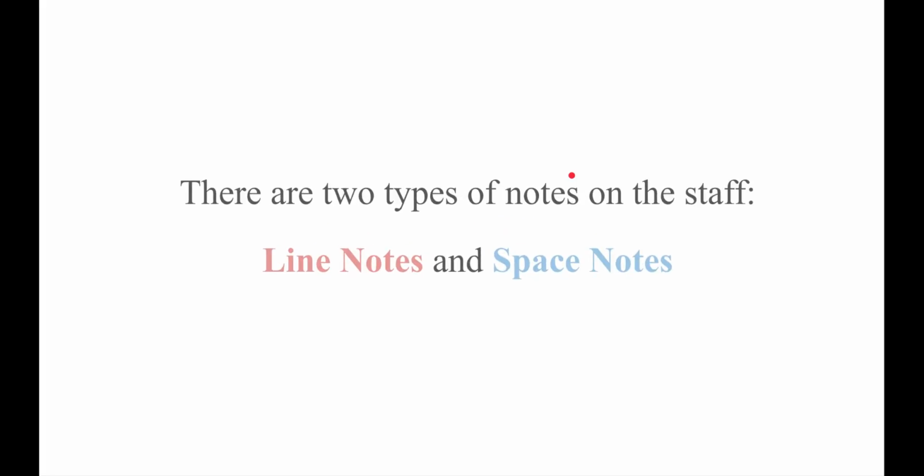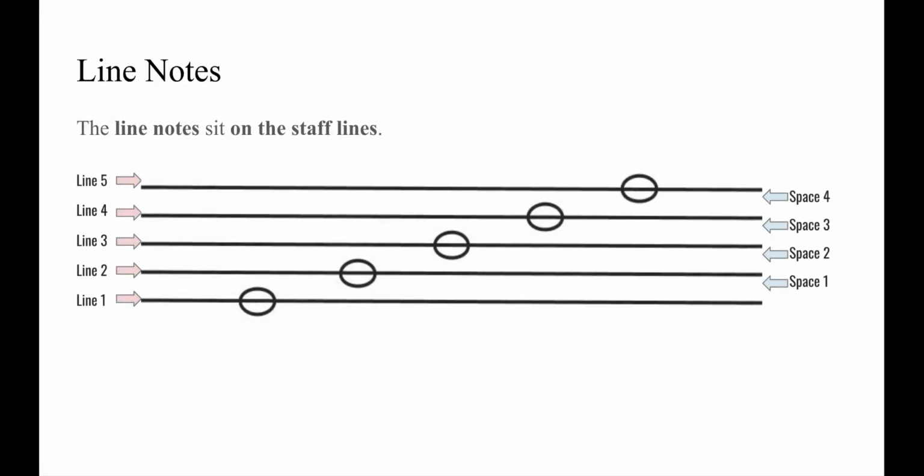Okay, now there are 2 types of notes on the staff: line notes and space notes. Let's learn about them. The line notes sit on the staff lines. So now here's the very same picture of the staff, only this time I drew some notes on there. So you can see line notes, the staff line actually crosses through the note head, right through the middle. And you can see for each one of these notes, the line crosses right straight through.